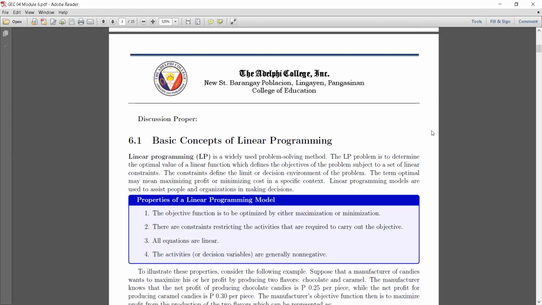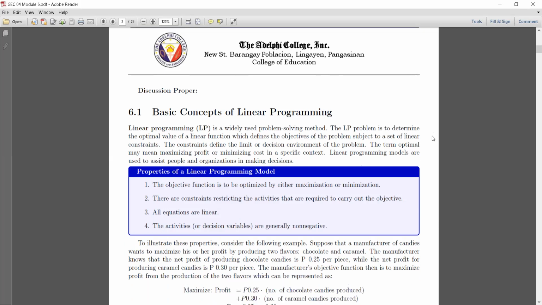The constraints define the limit or decision environment of the problem. The term optimal may mean maximizing profit or minimizing cost in a specific context. Linear programming models are used to assist people and organizations in making decisions. So pag meron kang linear programming model, ito yung properties niya.